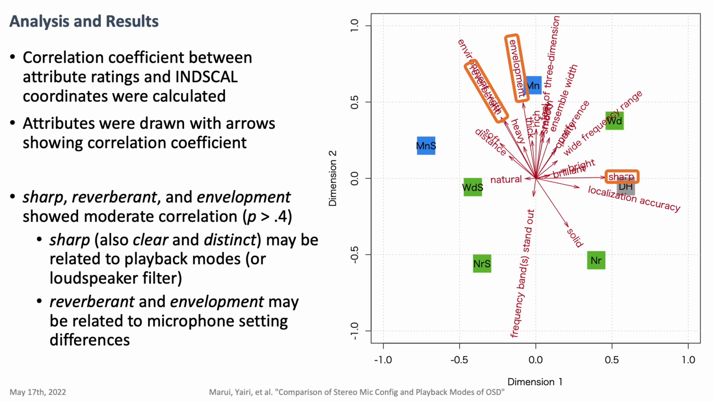Among 22 attributes, sharp, reverberant, and envelopment showed moderate correlation of r greater than 0.4. Sharp may be related to application of loudspeaker filter, which largely changes the sound image. Reverberant and envelopment may be related to microphone setting differences.